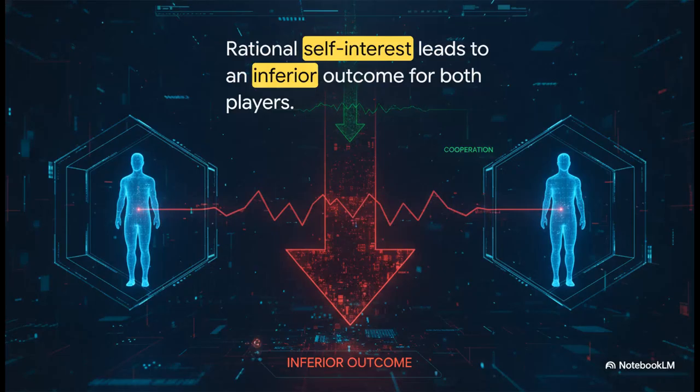So the real kicker here is the tragic irony of the whole situation. By acting completely rationally and looking out for number one, they both confess and they both get 8 years in prison. They totally blow their chance at that mutually beneficial 1-year sentence. Basic fear, mistrust, and self-interest completely override what would have been best for their collective well-being.